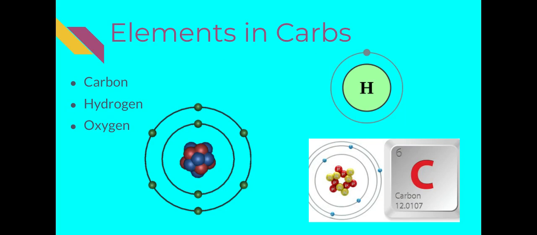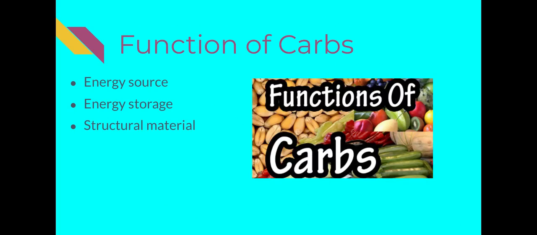Different elements in carbs. Carbs only have 3 different elements in them: carbon, hydrogen, and oxygen, again in a 1:2:1 ratio. Functions of carbs. Carbs are more of your energy source. They could be for short-term energy for the moment, or also energy storage.